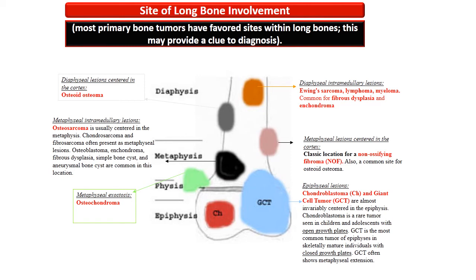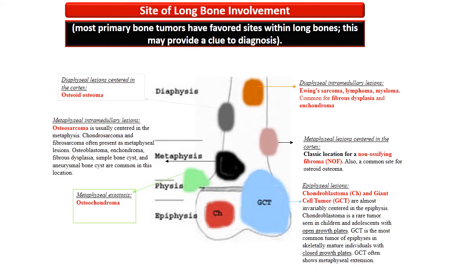Then the diaphyseal intramedullary lesion is Ewing sarcoma, while others are lymphoma and myeloma, and this site is also common for fibrous dysplasia and enchondroma. The metaphyseal lesion centered in the cortex is the classical location for the non-ossifying fibroma and osteoid osteoma.